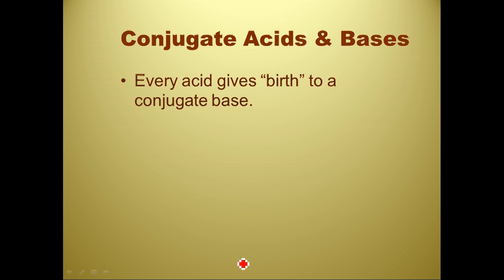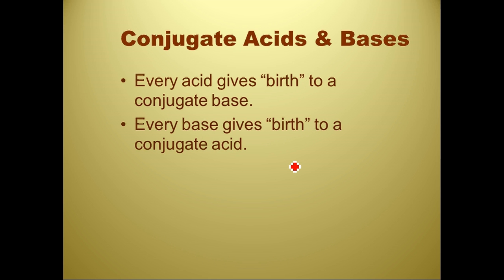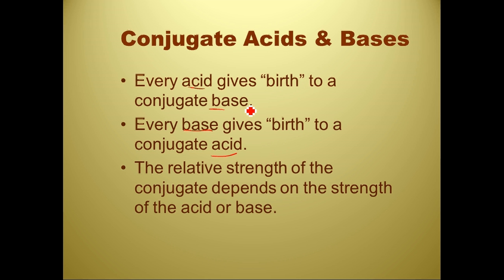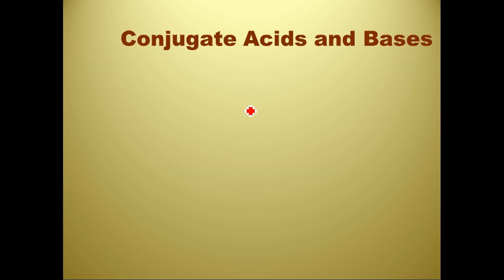Conjugate acids and bases, let's see. Summary of what we just said, every acid gives birth to a conjugate base. If we go back and take a look, this acid has become hydroxide, which is the conjugate base. Okay, the exact opposite is true. This base, since it's accepting a hydrogen ion, is going to become a conjugate acid. So every acid gives birth to a conjugate base. Every base gives birth to a conjugate acid. So bases give birth to acids. Acids give birth to bases. Okay, we're going to skip that, and we're going to skip that.